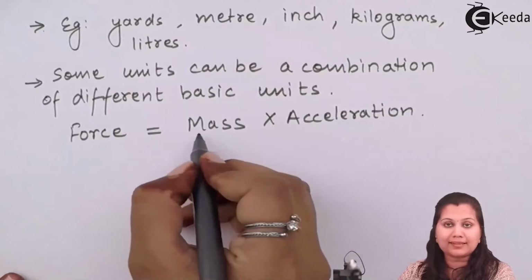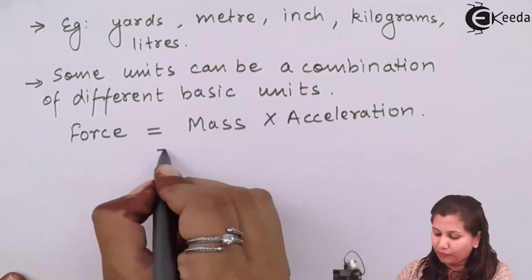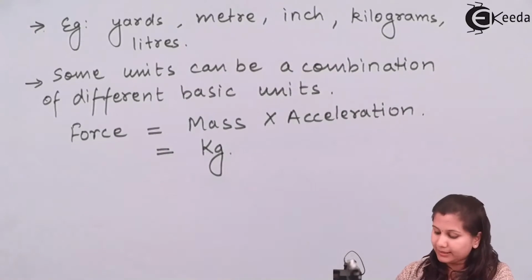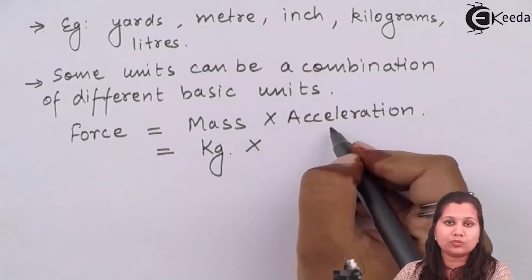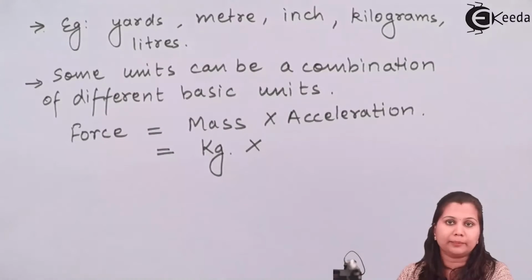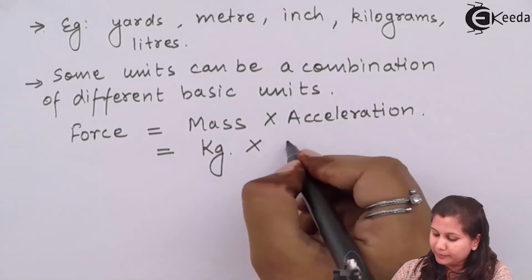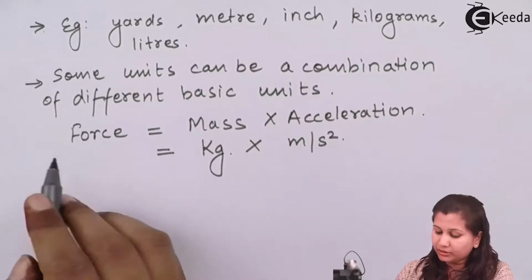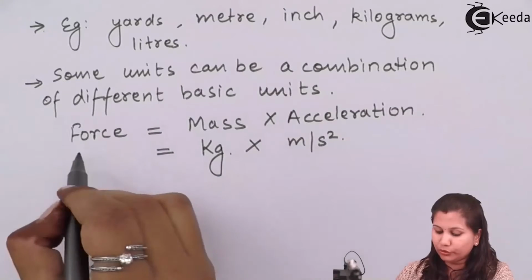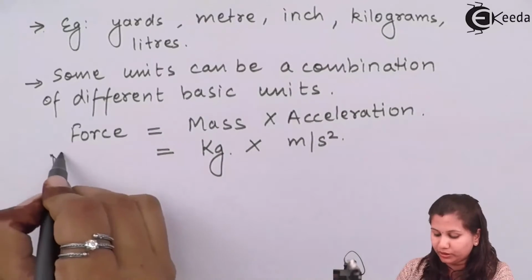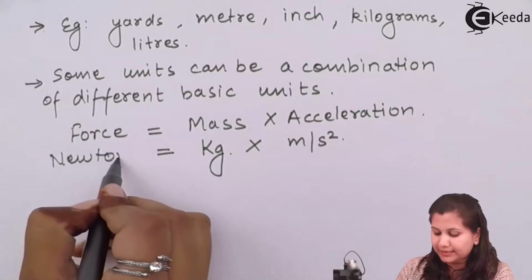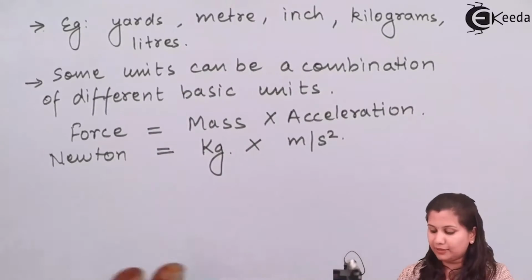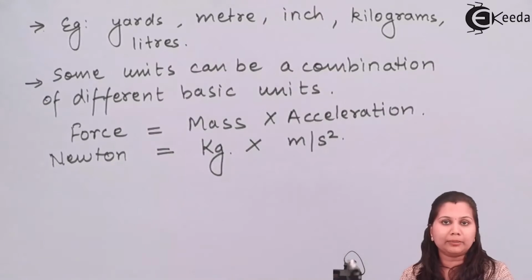Okay, so mass, we measure mass in kilograms. That is the mass, and acceleration is what? The velocity per time, that is meter per second square. So here the unit of force, that is Newton, is expressed as the combination of two basic units, that is kilograms and meter per second square.